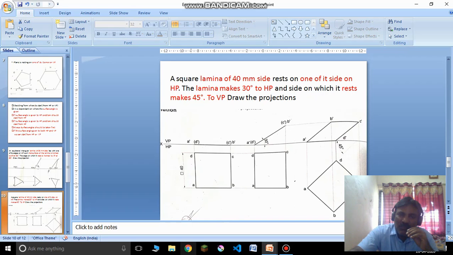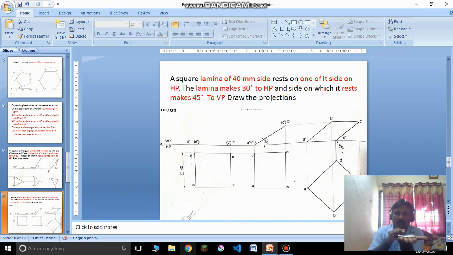In the beginning, again looking at the lamina problem, the surface angle is given to HP. That means I have to start from the horizontal plane and keep the object in such a way that one of the sides, AB, is parallel to HP. This is a square lamina. On HP, the side I want to rest must be perpendicular to VP. I kept it in the beginning like this. You can see the ABCD diagram on the screen, and its front view is a simple straight line on the XY line.